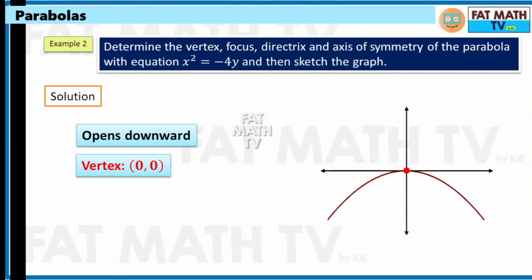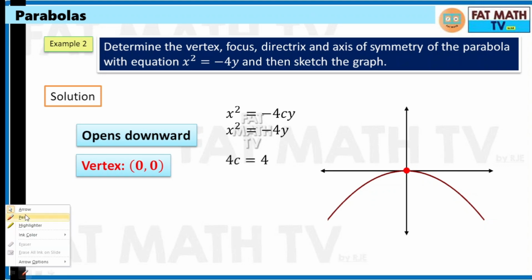And then we need to identify c, so that we will know how many units we move downward to get the focus, and upward to get the directrix. So x squared equals negative 4cy. And our given is x squared equals negative 4y. So solving for c, 4c is equal to 4. So divide both sides by 4, you will get c is equal to 4 over 4, that is 1.